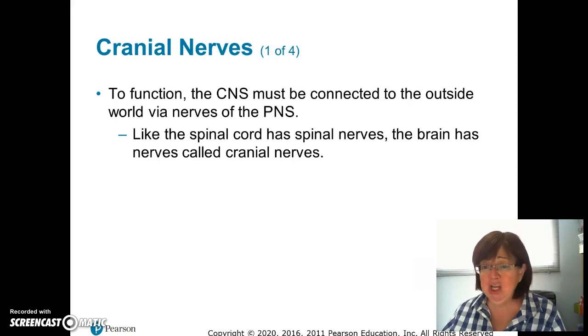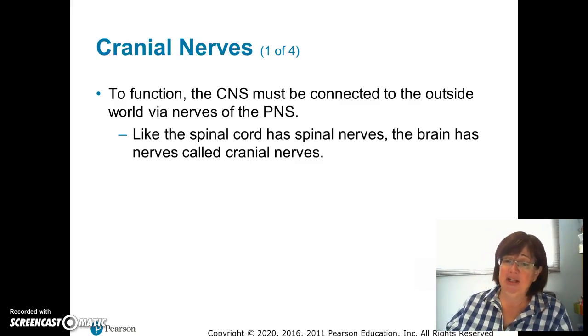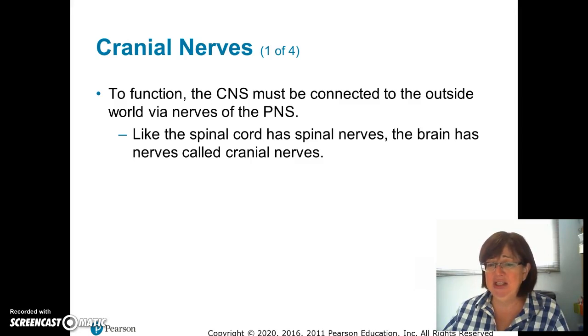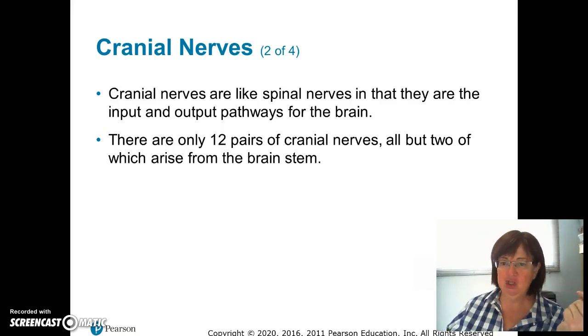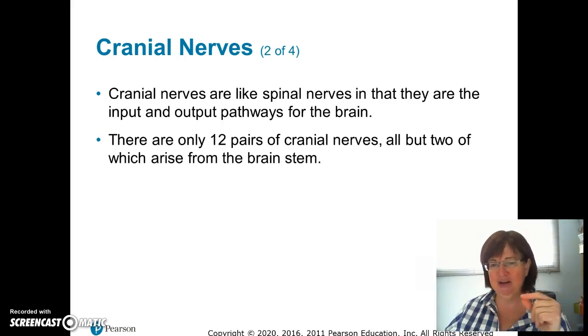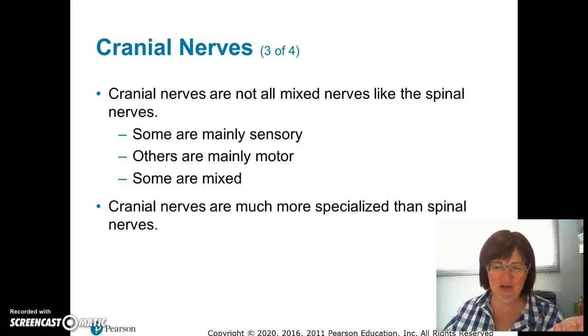Cranial nerves. They're kind of halfway between the brain, the central nervous system, and the peripheral nervous system. Cranial nerves are like spinal nerves in that they have input or output, but they come from the base of the brain. There's a lot of detail on them. Again, you don't need to know this detail. I just want you to be aware of that.